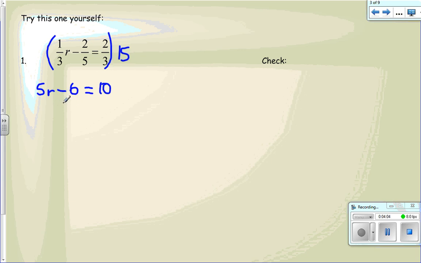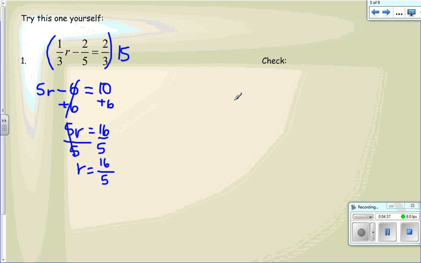So to get rid of the minus 6, I'm going to add 6 to both sides, and I get 5r equals 16. To get rid of the times 5, I'll divide both sides by 5, and I end up with r equals 16/5. Again, this is reduced, so I don't have to do anything with it, and I would definitely advise don't turn this one into a mixed number. Keep it as an improper fraction for your check.